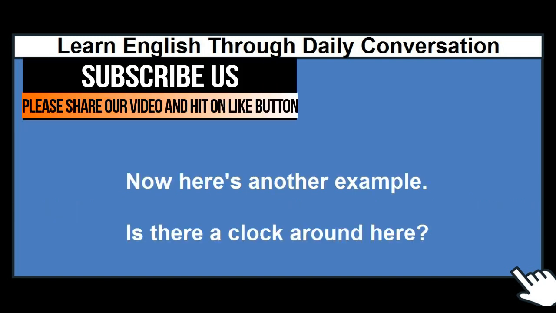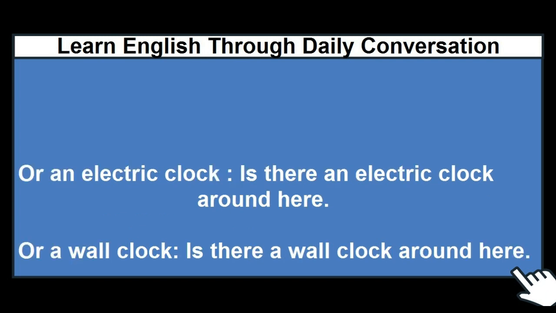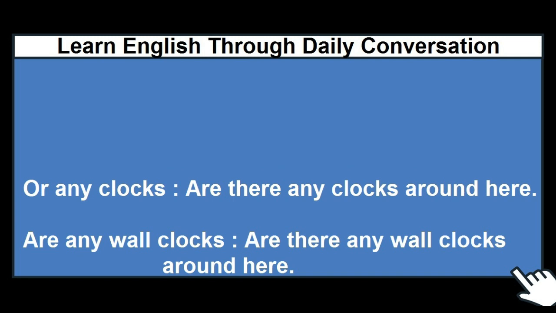Now here's another example. Is there a clock around here? We can also ask about a big clock. Is there a big clock around here? Or an electric clock? Is there an electric clock around here? Or a wall clock? Is there a wall clock around here? Or any clocks? Are there any clocks around here? Or any wall clocks? Are there any wall clocks around here?